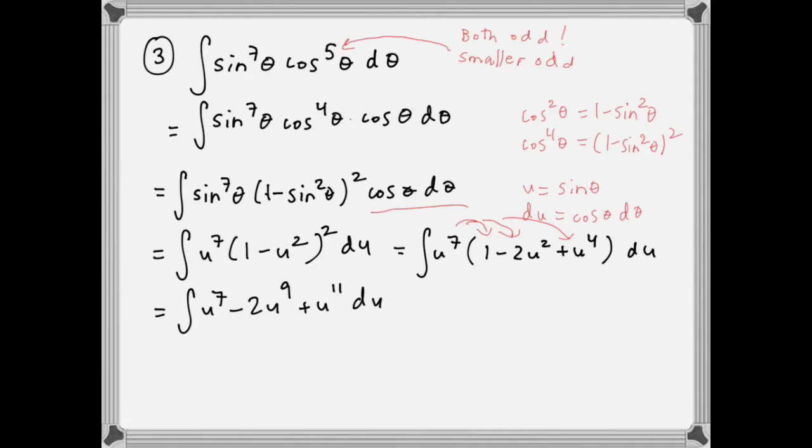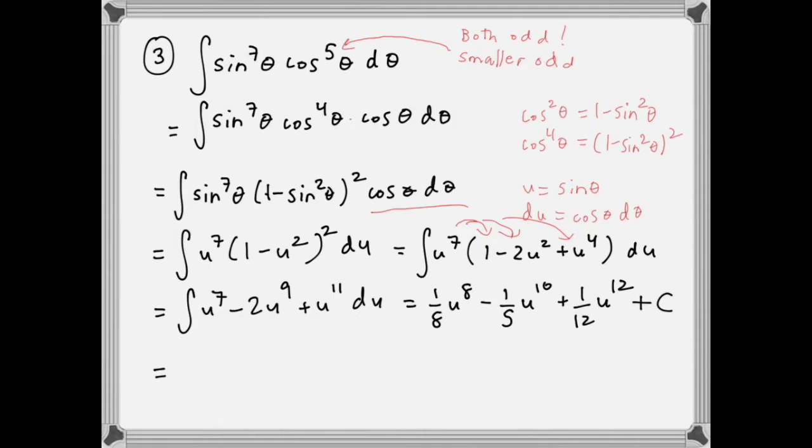Okay, now we can finally take the antiderivative, right? So we do the power rule. We get 1/8 u to the 8th minus, remember that's going to be to the 10th, so it's going to be 2 over 10, so that's 1 over 5, u to the 10th, plus 1/12 u to the 12th plus c. But remember, u is equal to sine theta, so let's go ahead and convert back.